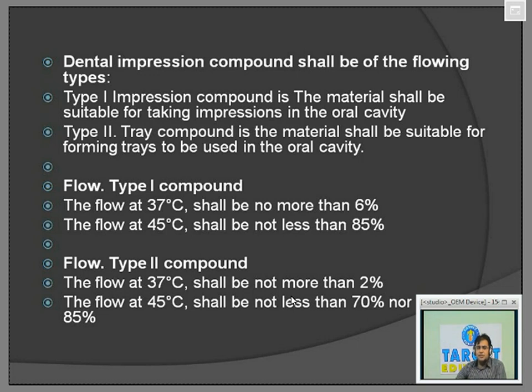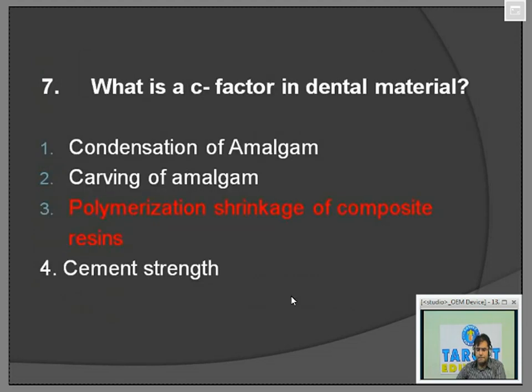So any doubts regarding this question? I'll move on to the next question. Okay. So the next question, question number 7, is what is the C factor in a dental material? So the C factor is related to polymerization shrinkage which occurs in composites. Which is the third option.